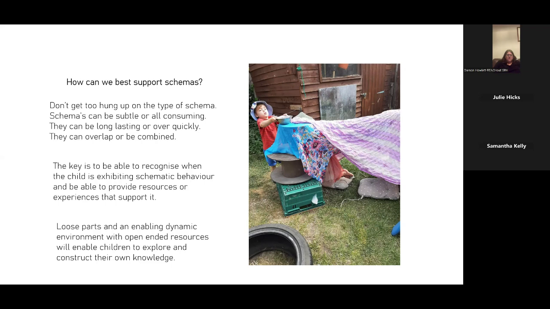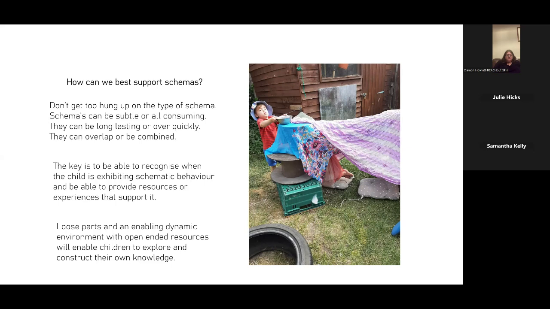So the key is to be able to recognize when the child is exhibiting schematic behavior and provide resources and experience that support it. So if you've got a child that you really know has a strong trajectory schema, you might want to go out to the park with a load of things that they can throw. Or you might want to find a playground for a child with a rotational schema that's got really good roundabouts, or the washing machine type play area that I was talking about, because children really have this drive, this innate drive to discover these things, and it's so satisfying for them when their brain can build this knowledge.